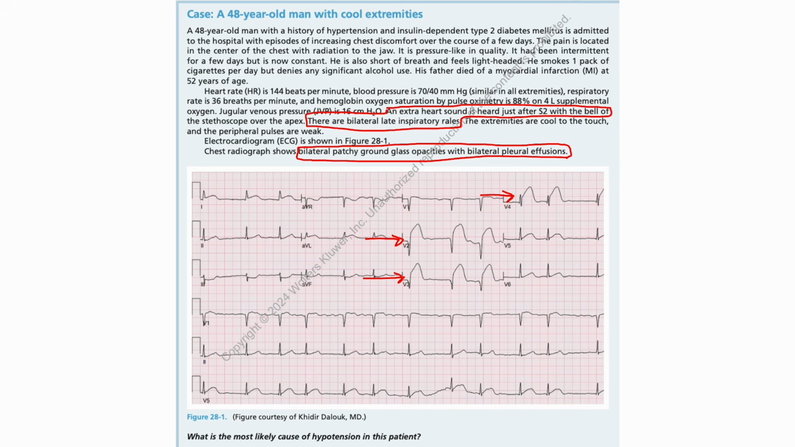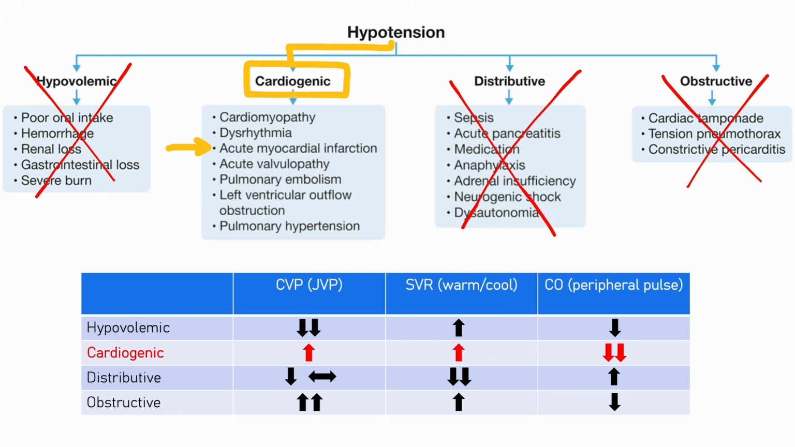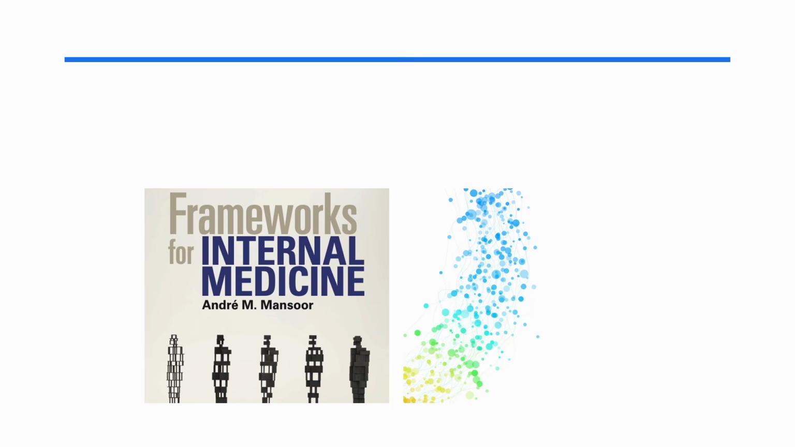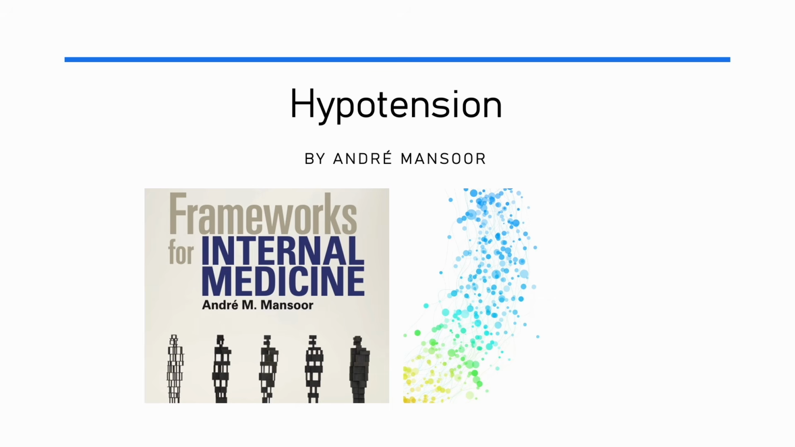Now we look for clues to distinguish between these two. He has bilateral inspiratory rales, suggesting pulmonary edema. He has an extra heart sound just after S2, consistent with an S3 gallop, a sign of volume overload and systolic dysfunction. His EKG shows evidence of an acute ischemic event, and the chest radiograph shows pulmonary congestion. All of these findings point toward pump failure, not a mechanical obstruction. So using the framework, we move from hypotension to cardiogenic shock, most likely due to an acute myocardial infarction with severe left ventricular dysfunction.